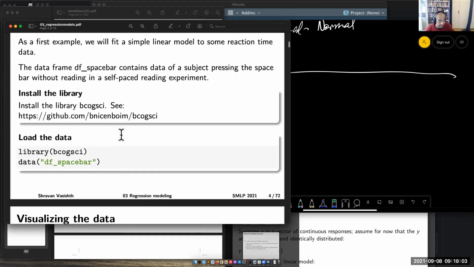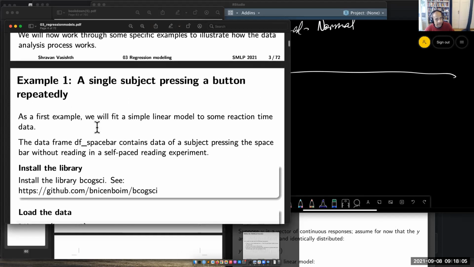So let's do some specific examples now. The first example I'll start with is a simple linear model where I have some reaction time data in milliseconds. This is real data that Bruno created by doing the experiment himself. So this is the data set called DF spacebar, which is available in this library, bcogSci. I know that some of you are unable to install this library. That's not a problem for our discussion.